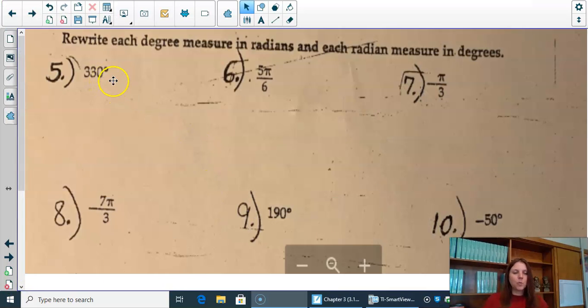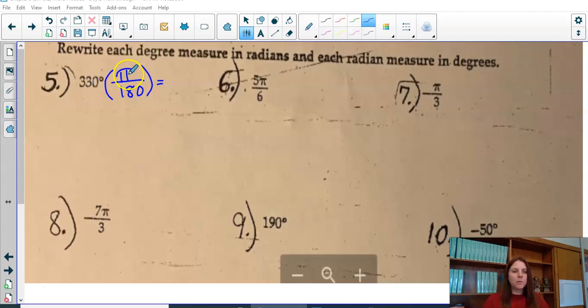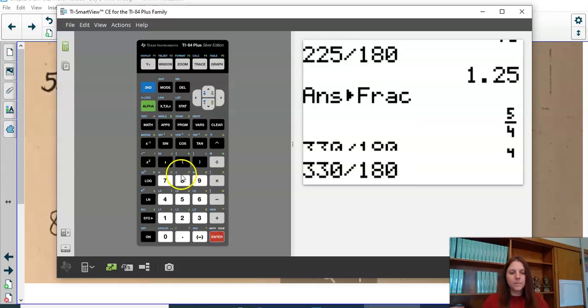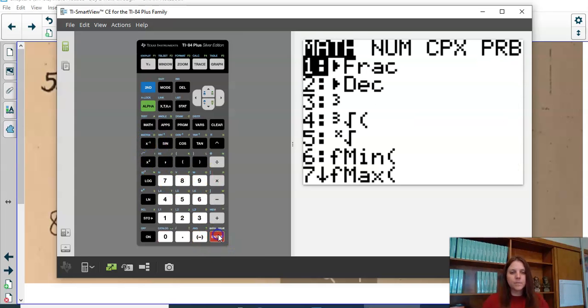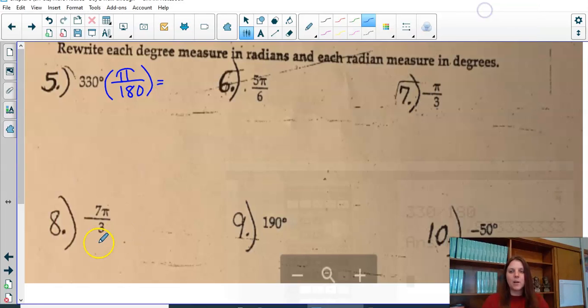For this section, we're following the same directions that we saw at the top. Number 5 says rewrite degrees in radians and radians in degrees. Okay, so this is 330 degrees. We want to get rid of the degrees, so the 180 goes at the bottom. This means you have 330 pi over 180. Again, I'm going to reduce 330 and 180. Notice I'm not putting the pi into the calculator. I want to have pi in my answer here. So then this works out to be 11/6, so 11 pi over 6.